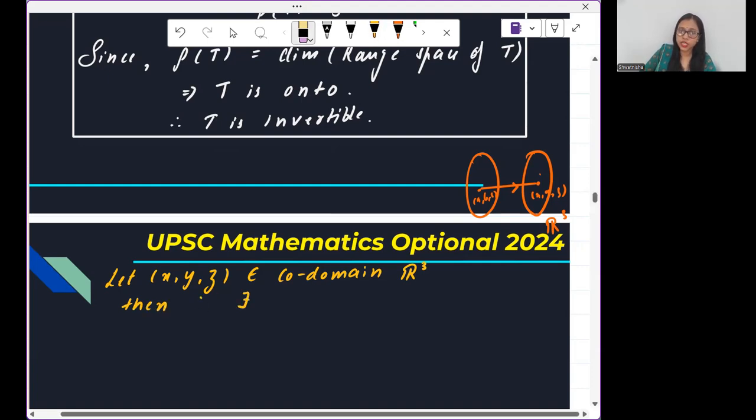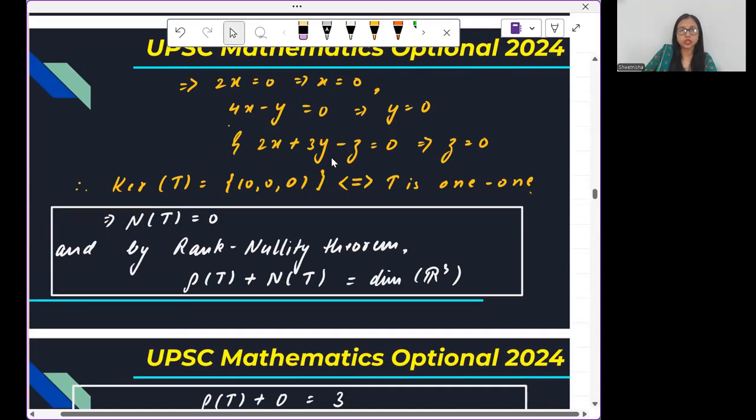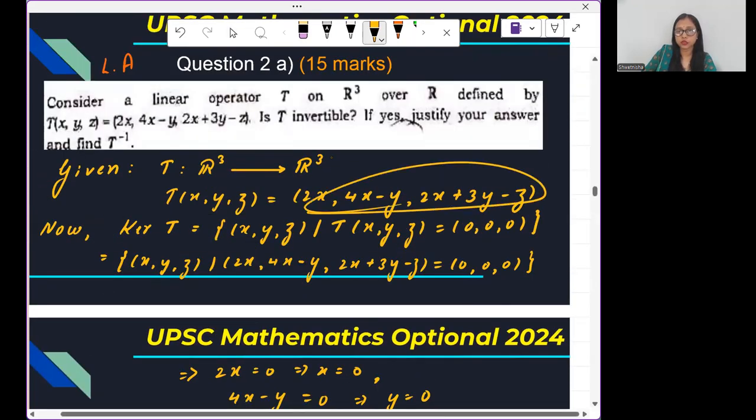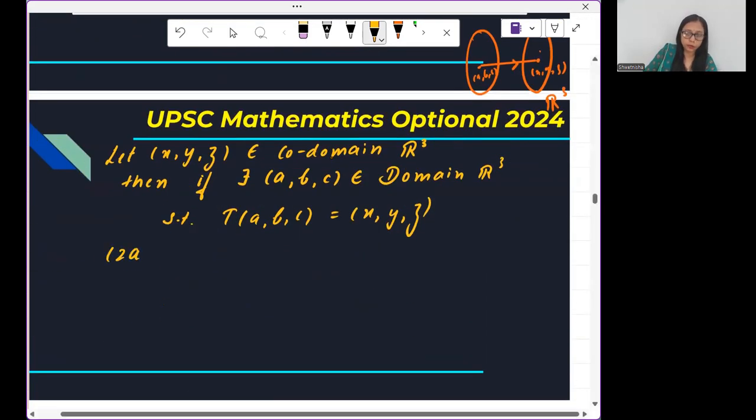If there exists, now I'm not saying that there exists, but if there exists some a comma b comma c in domain R3 such that T of a comma b comma c is xyz, then what? It implies apply the transformation. The transformation is 2x, 4x minus y, 2x plus 3y minus z. So 2a, 4a minus b, and 2a plus 3b minus c is x comma y comma z. I have to find the existence of ABC.